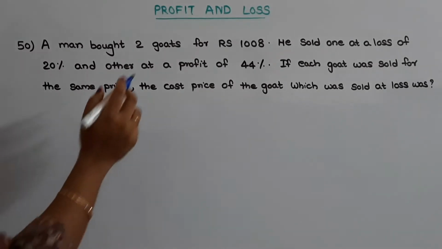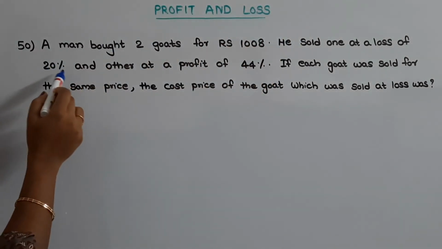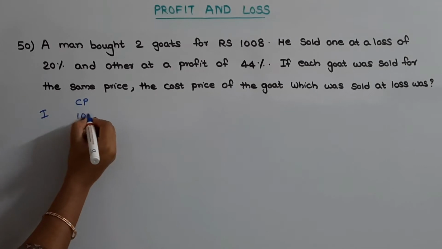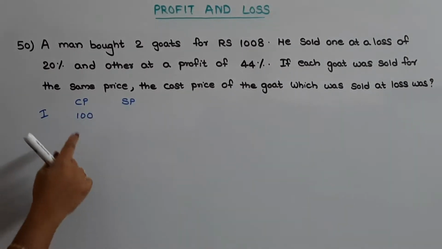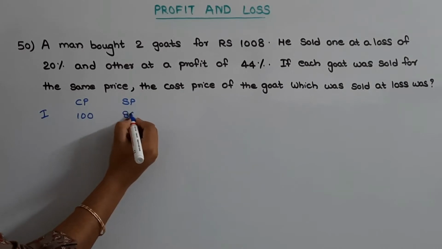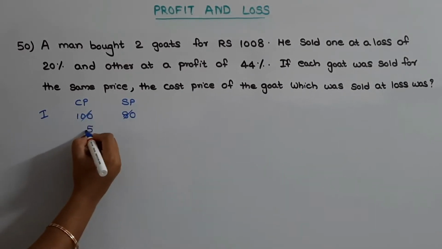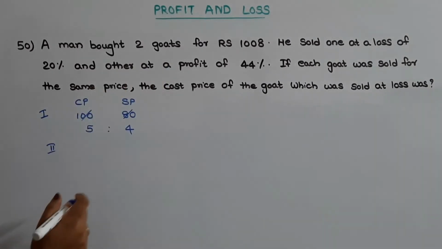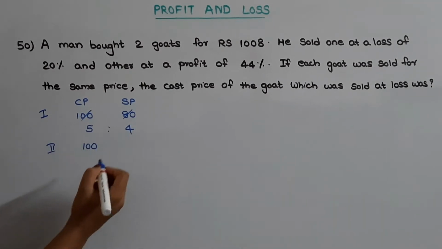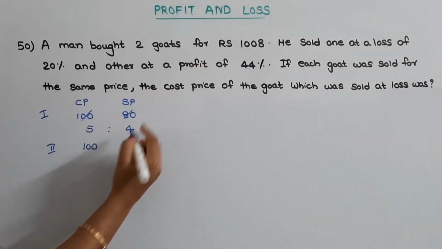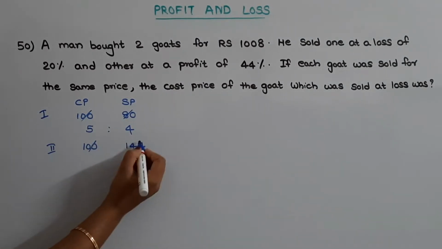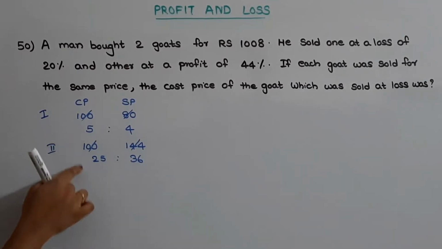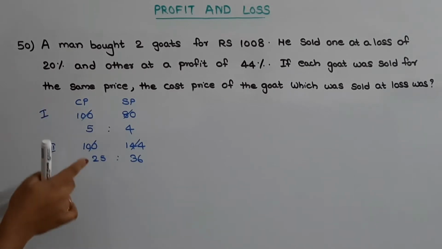For the first goat it is loss, and the loss percentage is 20%. If we consider the cost price as 100, then the selling price will be 100 minus 20, that is 80. Now take the ratio, that will be 5:4. Now for the second goat, it is profit. If we consider the cost price as 100, then the selling price will be 100 plus 44, that is 144. Now what will be the ratio? That will be 25:36. So these are the ratios of cost price and selling price of both the goats.